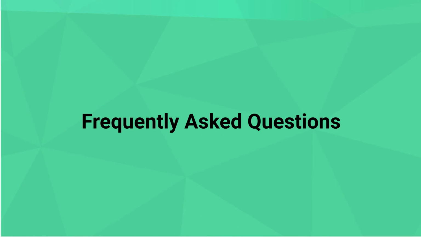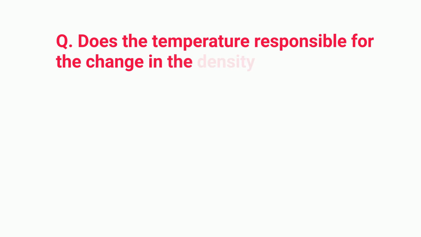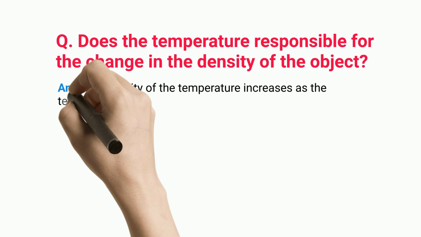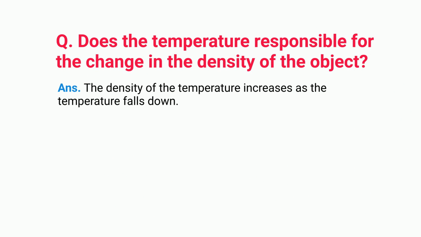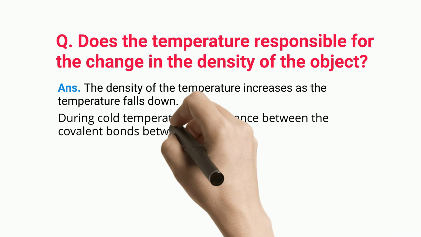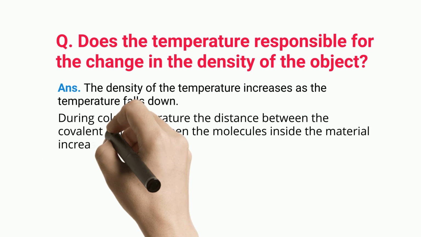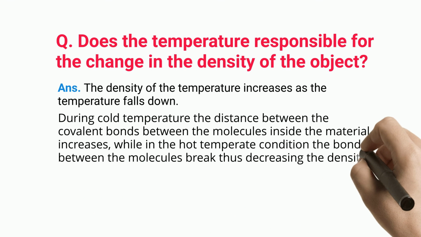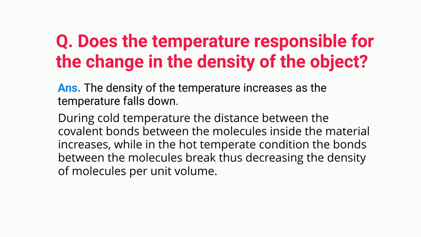Frequently asked questions. Is the temperature responsible for the change in the density of the object? The density of the object increases as the temperature falls. During cold temperature, the distance between the covalent bonds between the molecules inside the material decreases, while in hot temperature conditions the bonds between the molecules break, thus decreasing the density of molecules per unit volume.